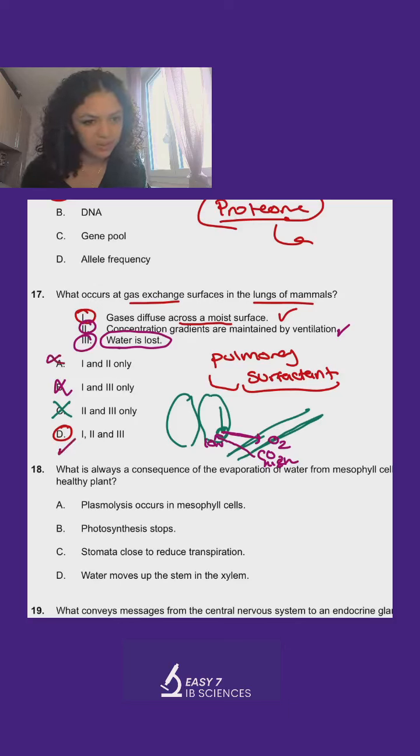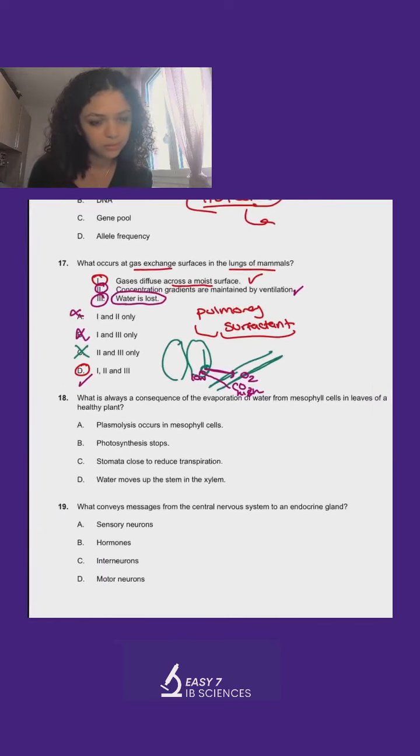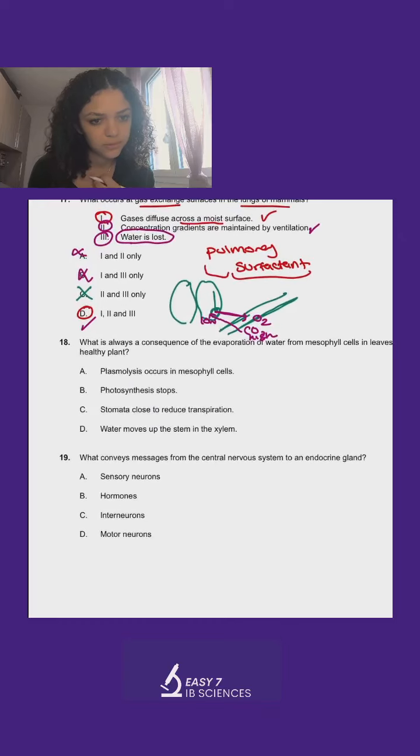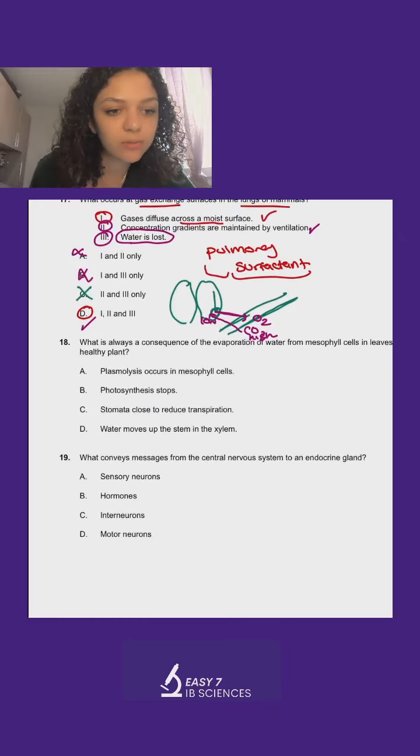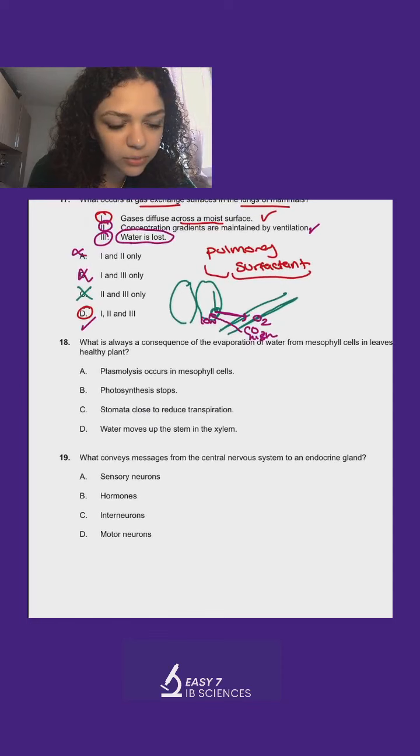Someone said water moves up the xylem, so the next one is D. Oh yeah, good. You're moving ahead. Good. Water loss is a production of cellular respiration. Nice. And then, of course, the HLs said type 2, which is perfect.